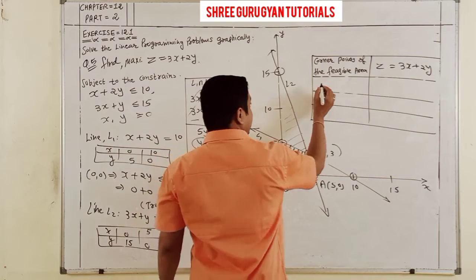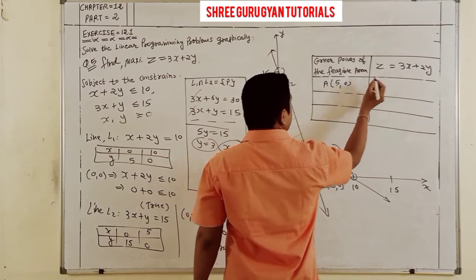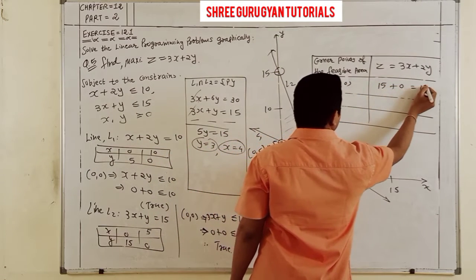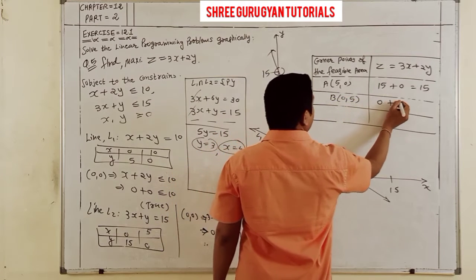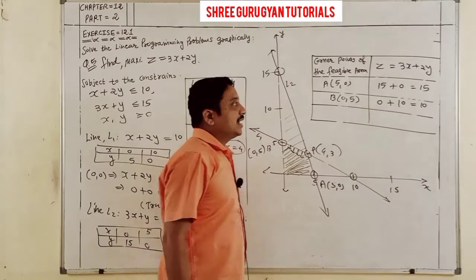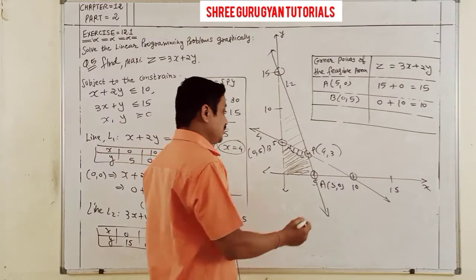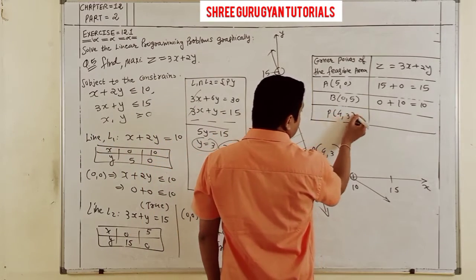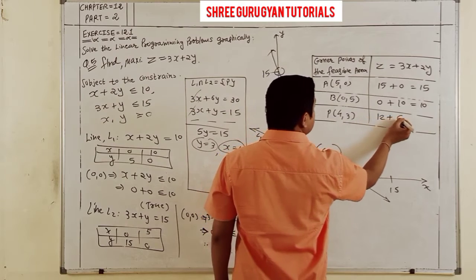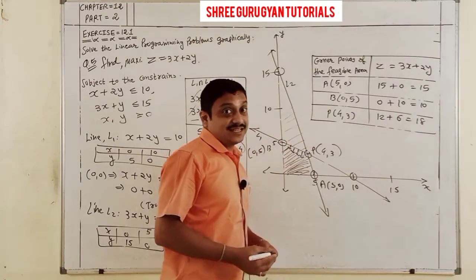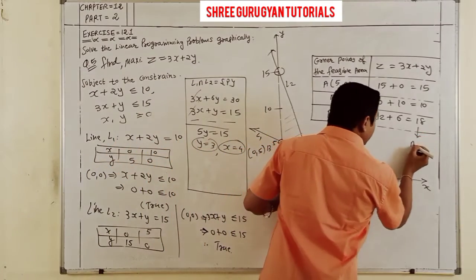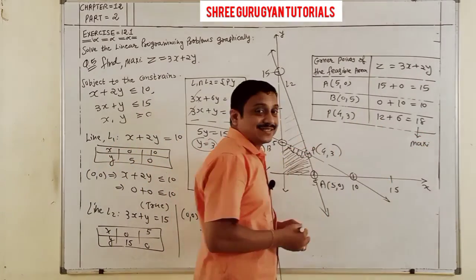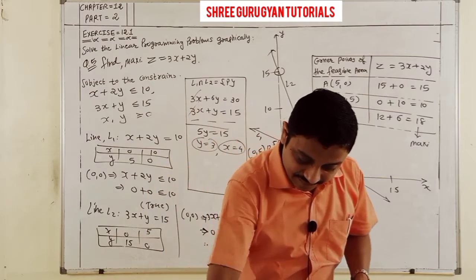So my first point A is (5, 0), which gives 15. Second, B is (0, 5), so it gives 10. And the last value is for P (4, 3). Here 4 times 3 is 12 and 3 times 2 is 6, so 18. Yes, 18 is your final maximum value, students. So your maximum value is at which place? P (4, 3). Yes, correct answer.